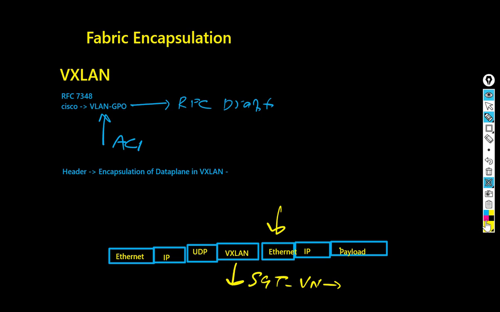So in the coming videos, we're going to take a look in more detail at how the fabric encapsulation is using VXLAN as a data plane, and we're going to go through some examples as well. We can see that LISP is not able to encapsulate the layer 2 header that VXLAN is, so that's why it is the selected protocol for the data plane in SD-Access.